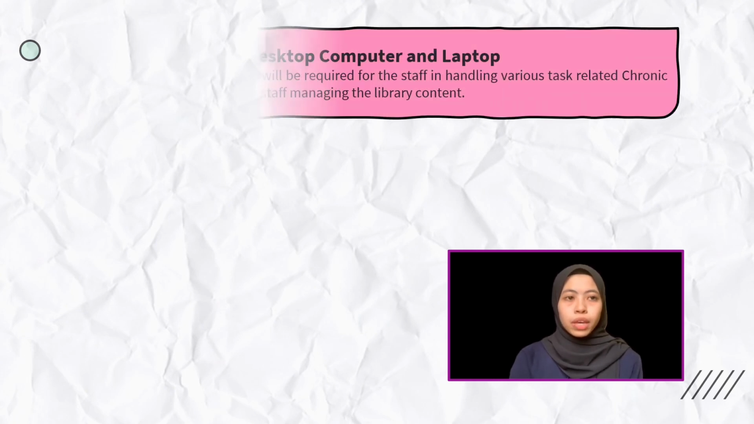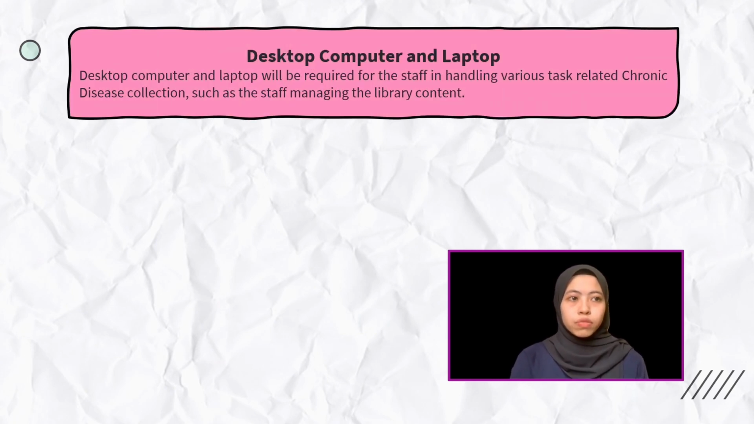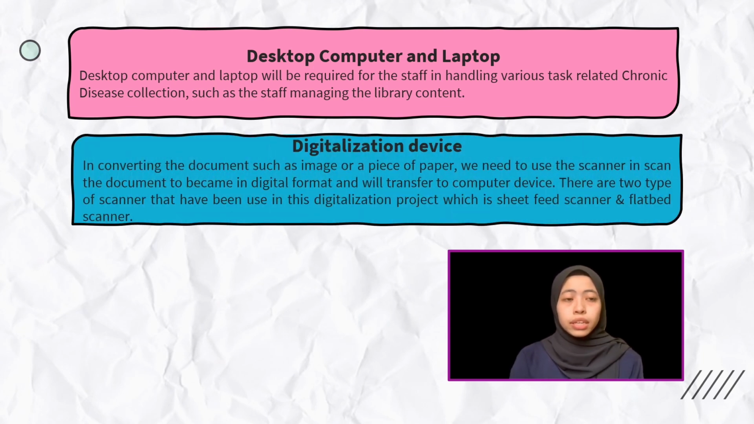There are six infrastructure and equipment items used in this project. First, desktop computer and laptop. Desktop computers and laptops will be required for the staff in handling tasks related to the chronic disease collection, such as the staff managing the library content. Second, digitalization device. In converting documents such as images or pieces of paper, we need to use a scanner to scan the document into digital format and transfer it to the computer device.